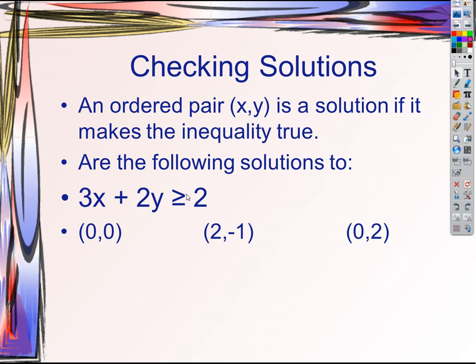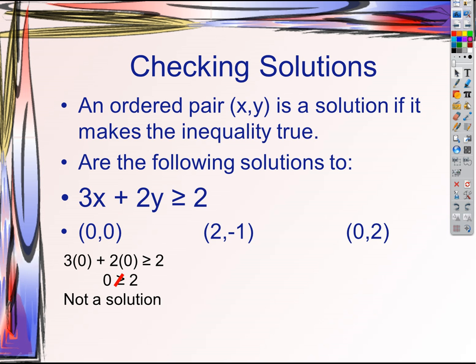Right, because if I plug in the values of x and y, it's either going to make this true or not. If it makes it true, it's a solution. If I plug in 0, 0, look what I get. I get 3 times 0 plus 2 times 0, right? If I plug in 0 for x and y, that's just 0. 0 is greater than or equal to 2. Is that true or false? False. So is it a solution? No, it's not. It's not part of the solution.